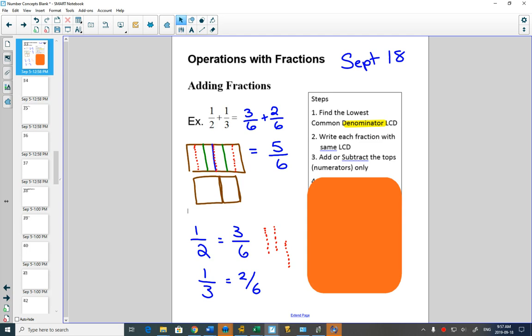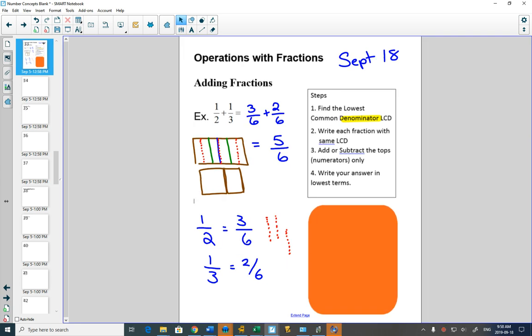Now, sometimes with your answer, you might have to write it in lowest terms. That's a terminology that you've probably heard before. What that means is if you had an answer that ended up being 3/6, since both the top and bottom number can be divided by 3, we would write it as 1/2. 1/2 would be in lowest terms.